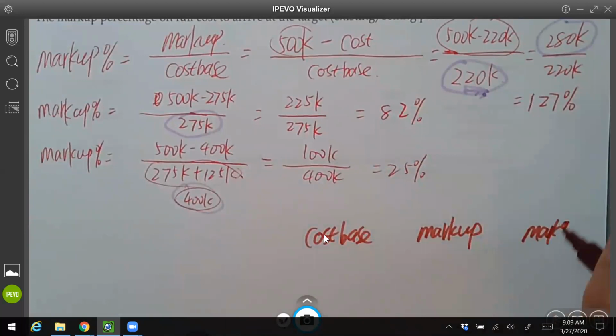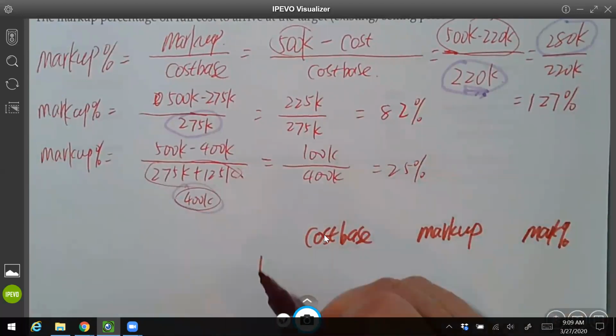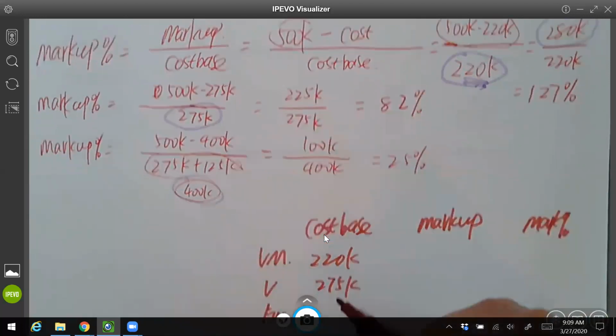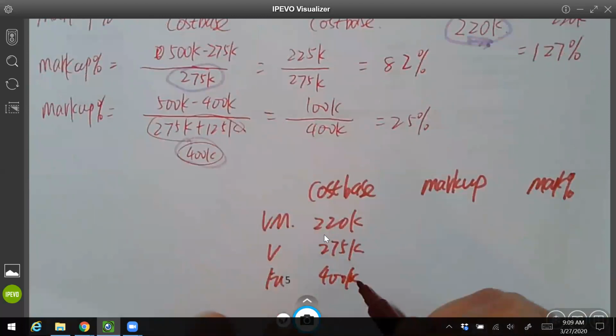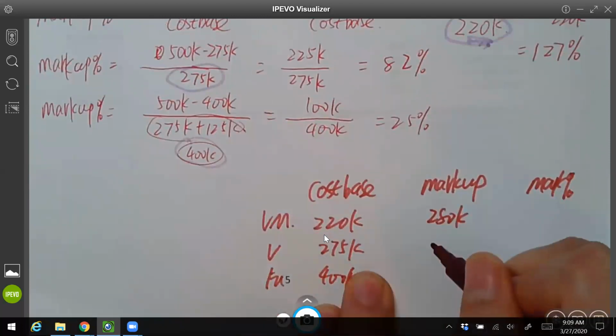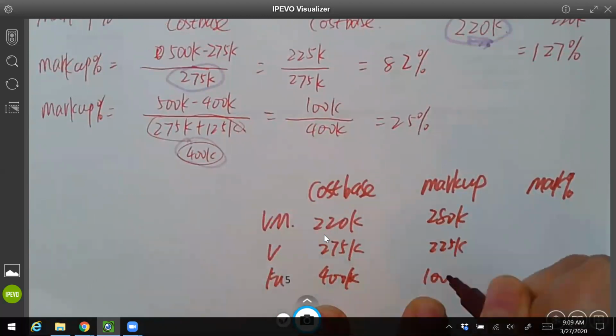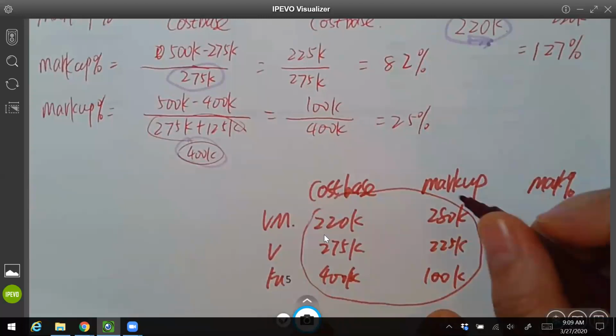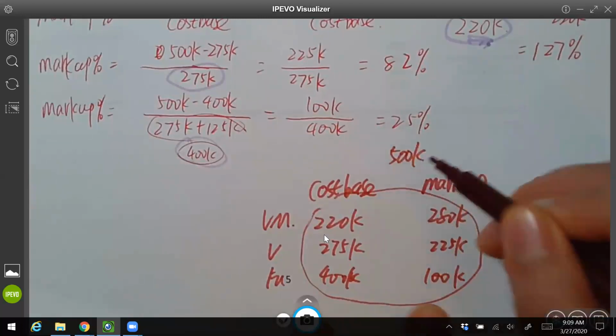So when the base is variable manufacturing, it's 220,000. When it's variable, it's 275,000. When it's the full, it's 400,000, right? So our markup will be 280,000. This will be 225,000. This is 100,000. Because you want the selling price to be 500,000.